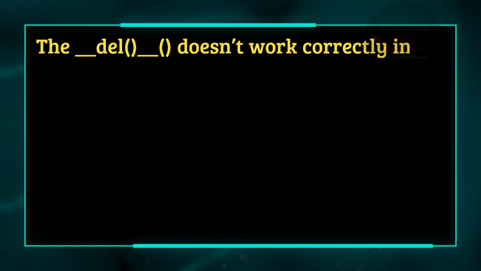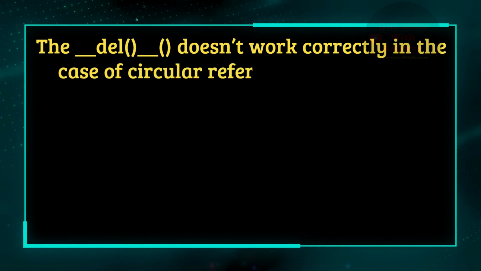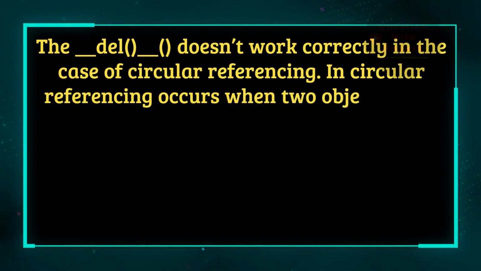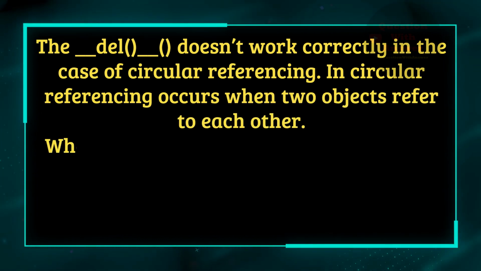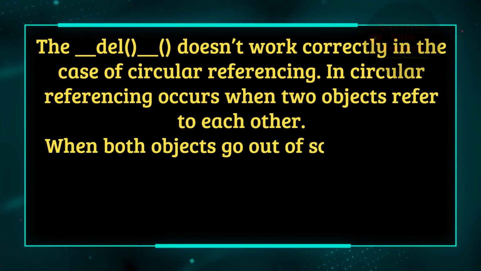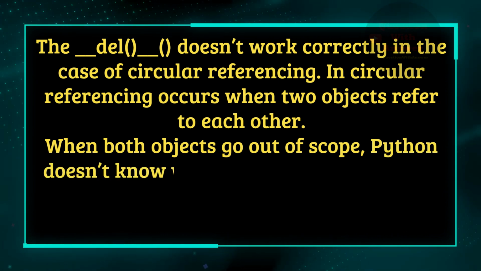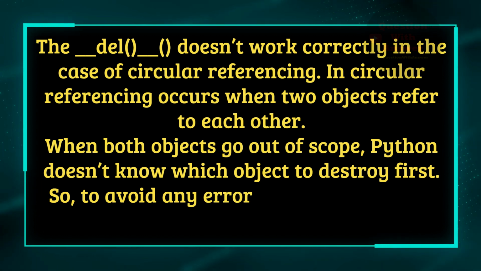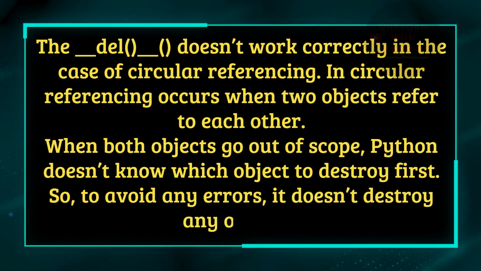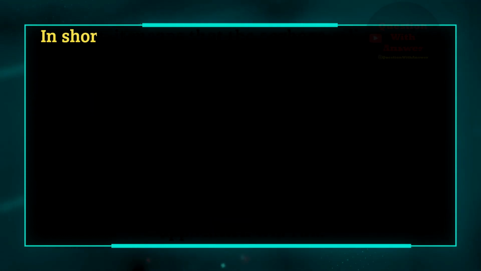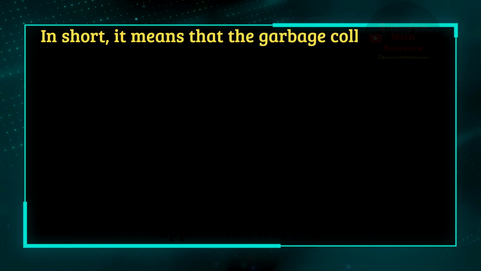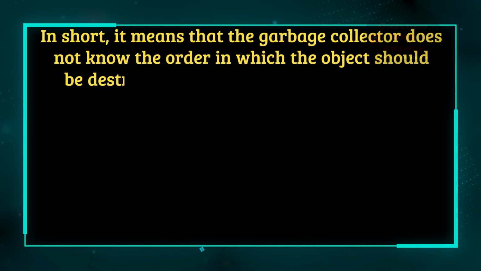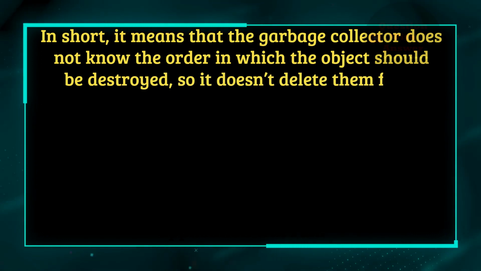Circular referencing. The __del__ doesn't work correctly in the case of circular referencing. Circular referencing occurs when 2 objects refer to each other. When both objects go out of scope, Python doesn't know which object to destroy first. So, to avoid any errors, it doesn't destroy any of them. In short, it means that the garbage collector does not know the order in which the objects should be destroyed, so it doesn't delete them from memory.